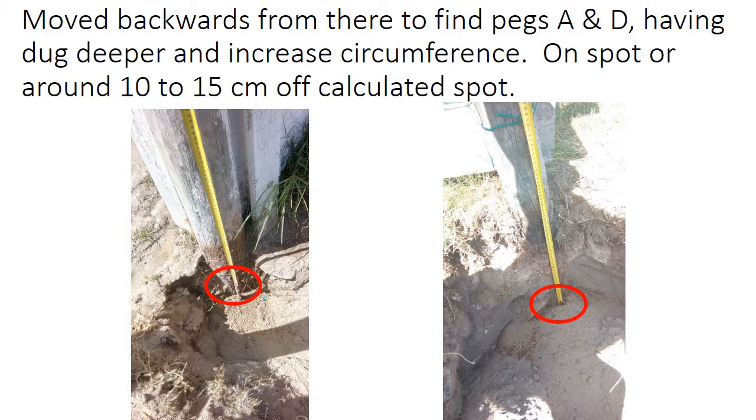I moved then back to A and D, and the essence is, if you dig deeper as well as increase the circumference, then you have a great chance of finding them. I found A and D. A I found exactly where I calculated it. I said it's either underneath the pole or directly next to the pole, and it was next to the pole. D was about 10 to 15 centimeters off my calculations.